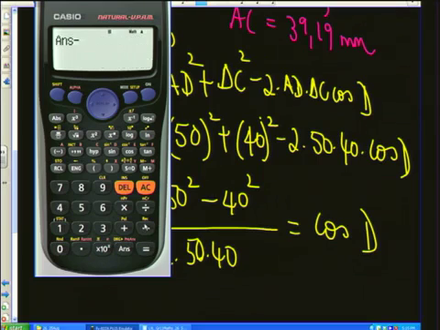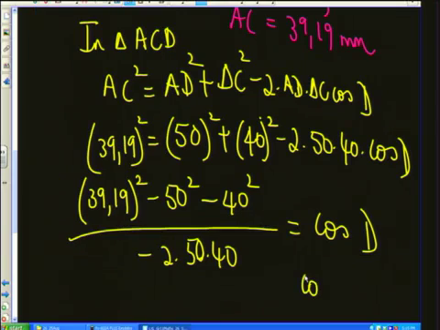And then we're going to divide it by negative 100 times 40, which is negative 4,000. So we're dividing by negative 4,000. Let's see what we get. That's much better. We're supposed to get a value that's smaller than 1, otherwise there is going to be no angle. So we've now got cos D as 0,64, which gives us an angle.